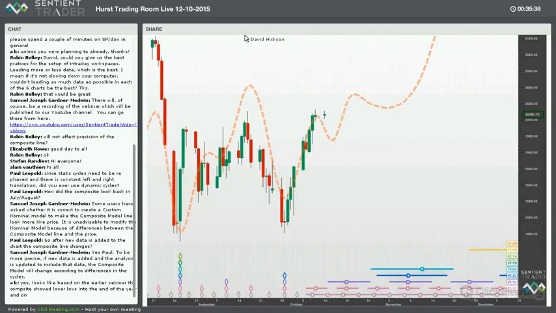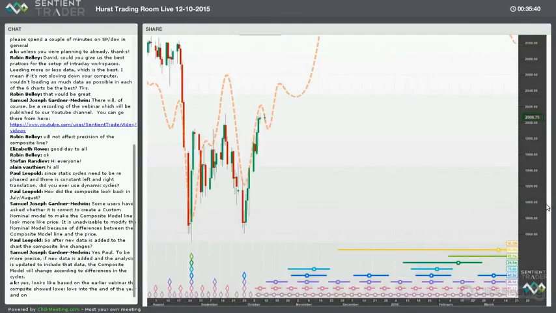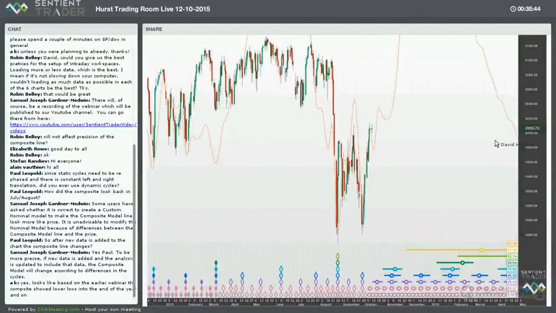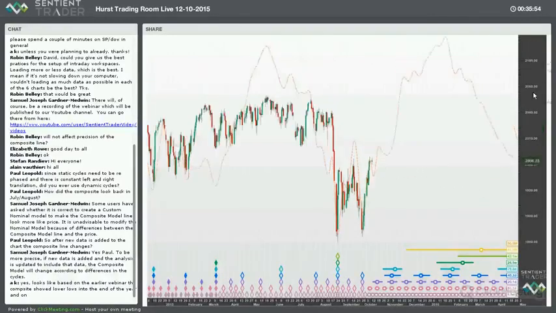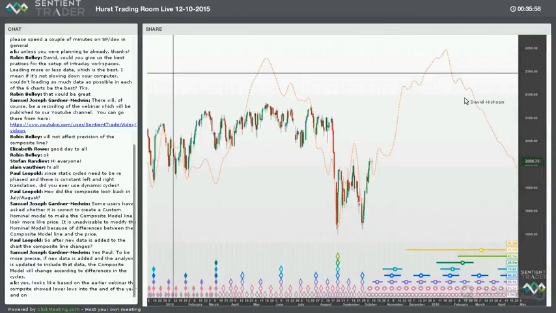And let me just zoom out here. I see, here we go. Paul asking, how did the composite model look back in July, August? Okay, so that brings me to, let's zoom out a little bit on this composite model and speak about what's happening here.